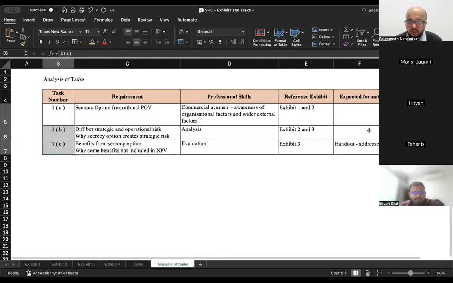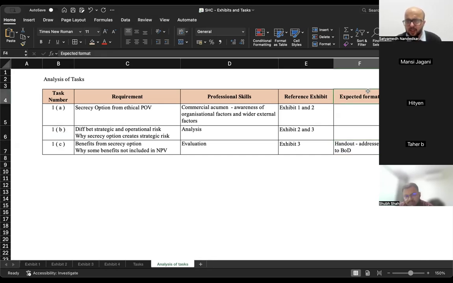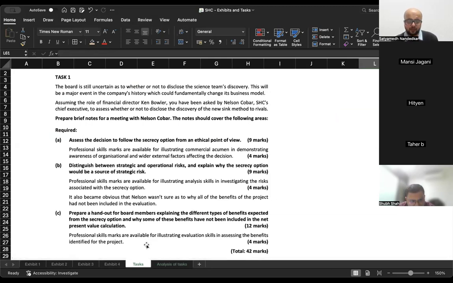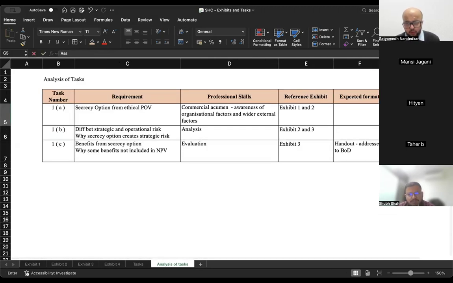So the verb part is also very important in SBL. In other papers it's okay if you don't pay attention to that, but here again it's very important to know what is the verb. Here, what is it? Assess. Okay, I'll also show you what difference does this make.